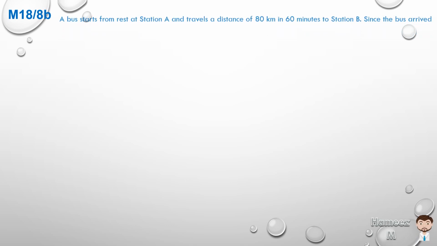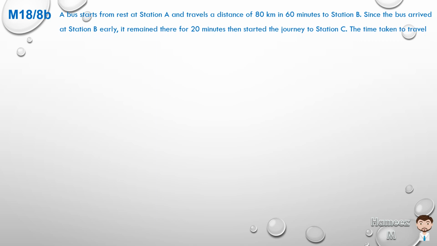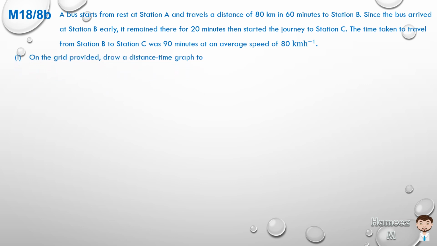May 2018, number 8b. A bus starts from rest at station A and travels a distance of 80 kilometers in 60 minutes to station B. Since the bus arrived at station B early, it remained there for 20 minutes, then started the journey to station C. The time taken to travel from station B to station C was 90 minutes, at an average speed of 80 kilometers per hour. On the grid provided, draw a distance time graph to illustrate the motion of the bus.